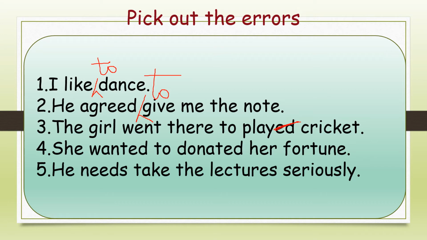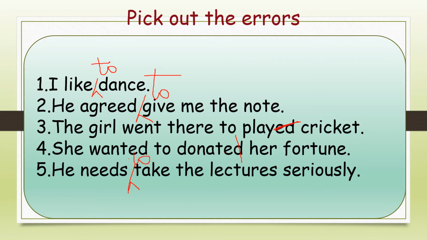She wanted to donate her fortune. "She wanted to donated" is wrong. It has to be only "donate", because again, "to" plus root form of the verb. "To" is always followed by the root form of the verb. I told you in the previous slide also, and an infinitive is "to" plus root form of the verb. So, she wanted to donate her fortune. He needs to take the lectures seriously. So when we add "to" here, the sentence becomes correct.